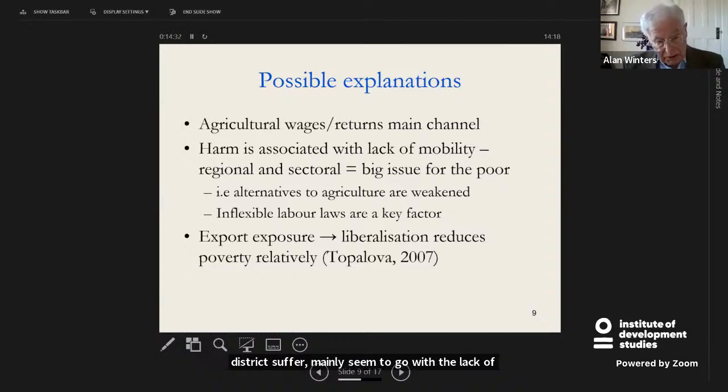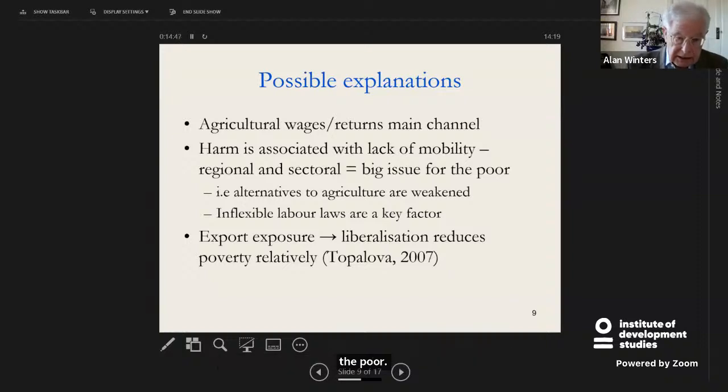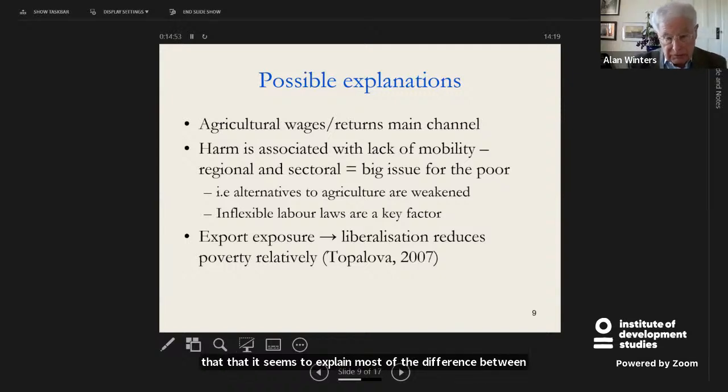Either a lack of mobility between sectors, moving out of agriculture into other sectors, or regionally, being able to move to areas that were booming. Now, this mobility is a big issue for the poor, but essentially it turns out in Topolova's work that it seems to explain most of the difference between the regions that did well and the ones that did relatively poorly.